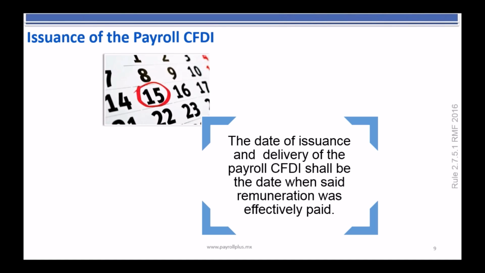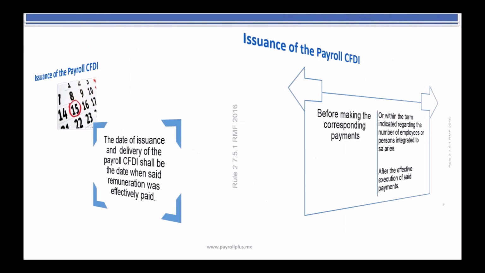According to the income tax law, the date of issuance and delivery to the employee should be when the payment is actually made. That is, if you have bi-weekly payroll, you have to issue the CFDI on the 15th or on the last day of every month. For example, if you have weekly payments, you have to make a CFDI to each one of your employees every week. So this is according to the general rule.